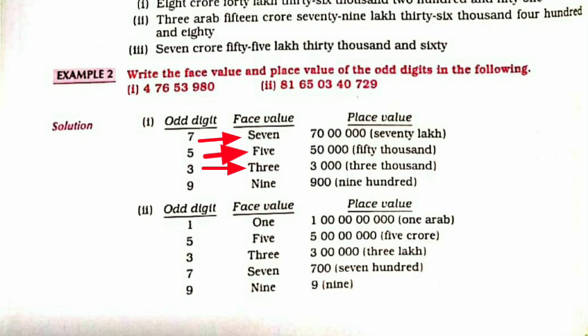Clear? And in the second part also he has done the same. We just read how many digits are given after the digit, and that many 0s we add in the place value, and for the face value we write the same digit as it is. I hope it is clear to you. So now see the answer.